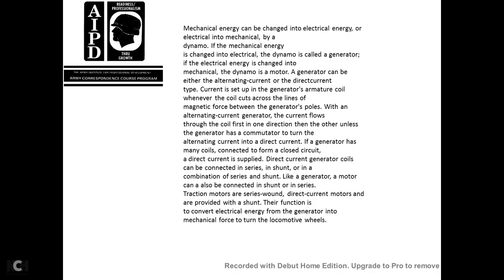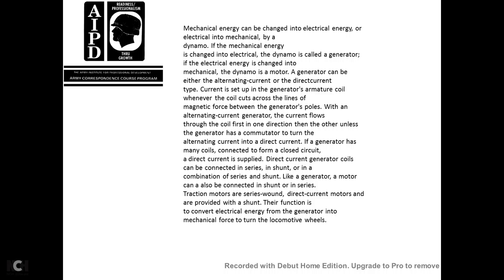Current is set up in the generator armature coil whenever the coil cuts across the lines of magnetic force between the generator poles. With an alternating current generator, the current flows through the coil first in one direction and then the other. The generator can be arranged to supply either alternating current or direct current. The generator main coil is connected to a closed circuit, and direct current is applied.